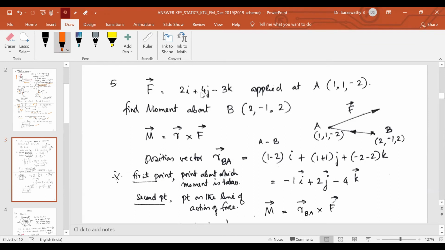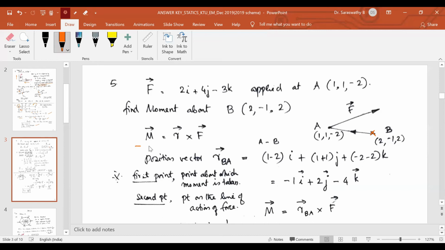Now let us see. A force vector is given. It is acting at point A. You are asked to take moment about B. Find the moment about B. So in two-dimensional analysis, we calculate moment M is equal to F into D, where D is the perpendicular distance from the point to the line of action of the force. In three-dimensional analysis or in forces in space, it is not easy to find the perpendicular distance to the line of action of force.